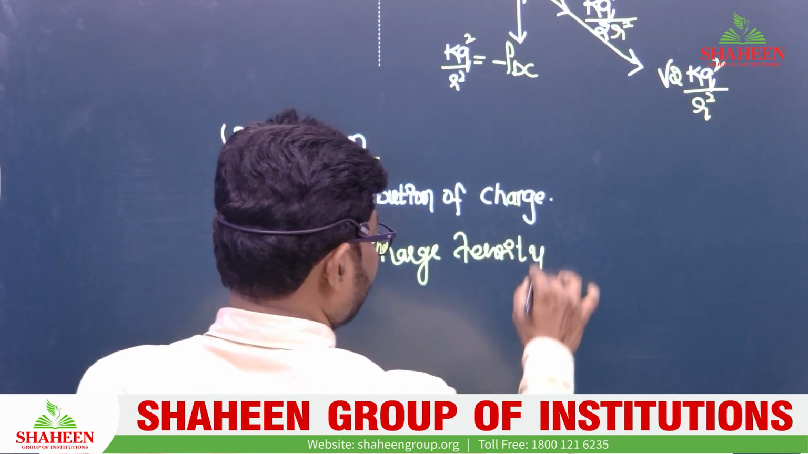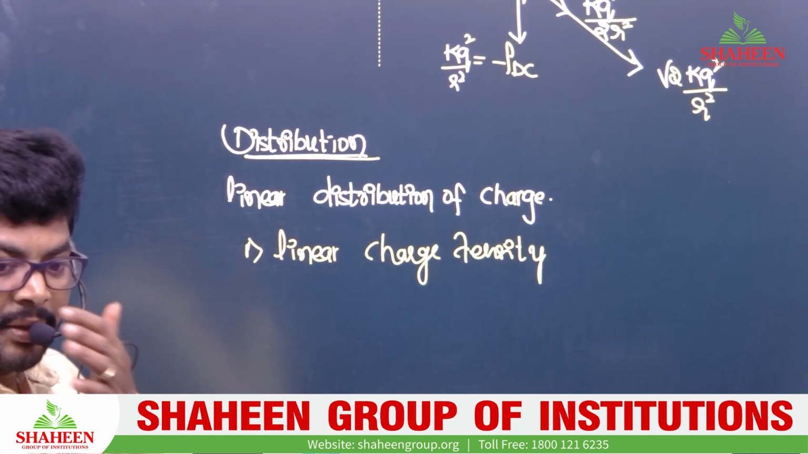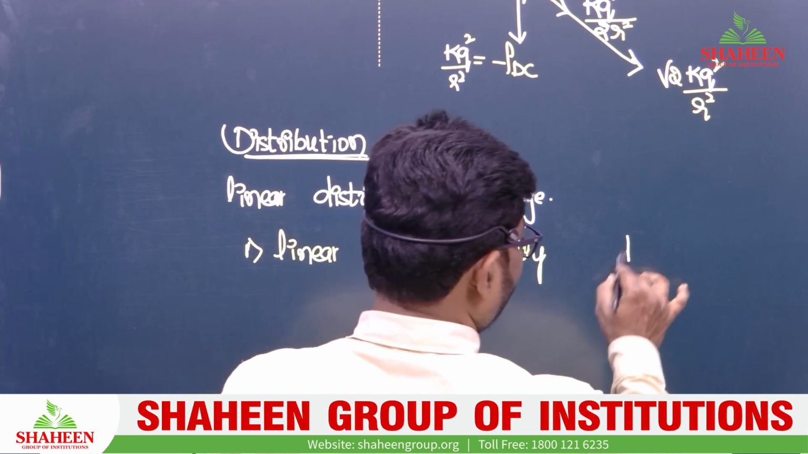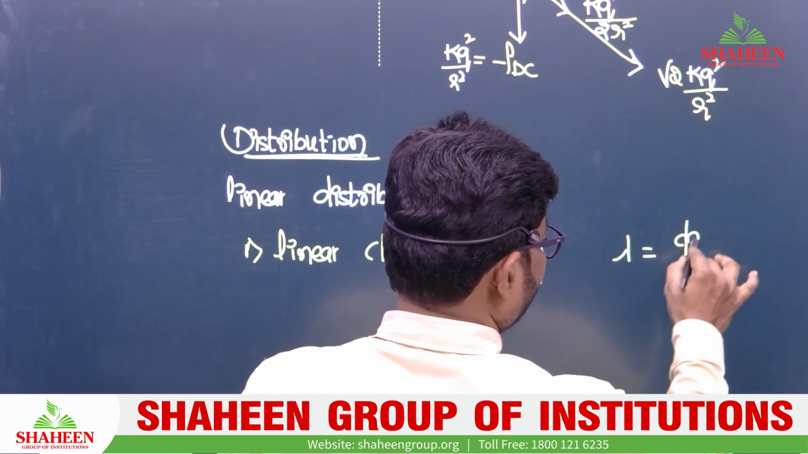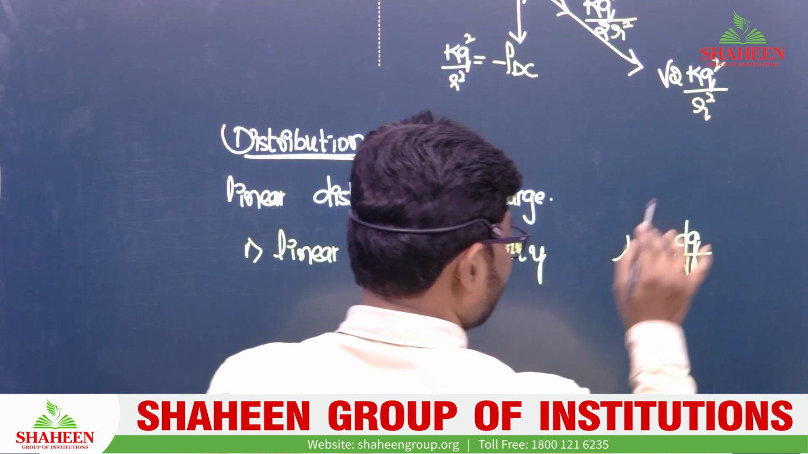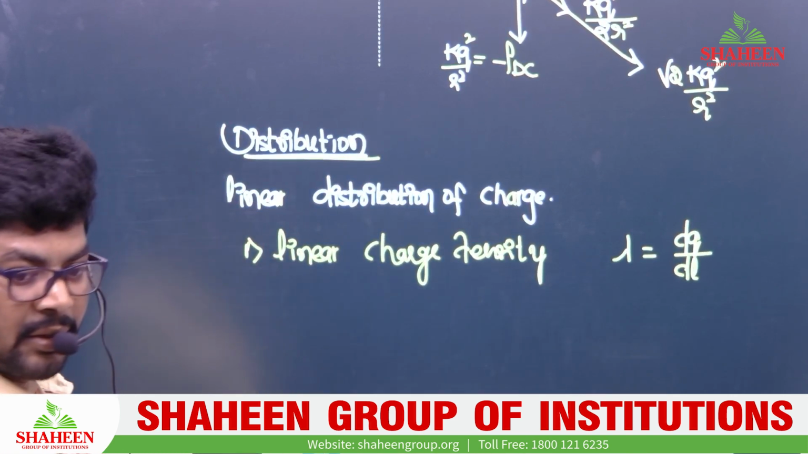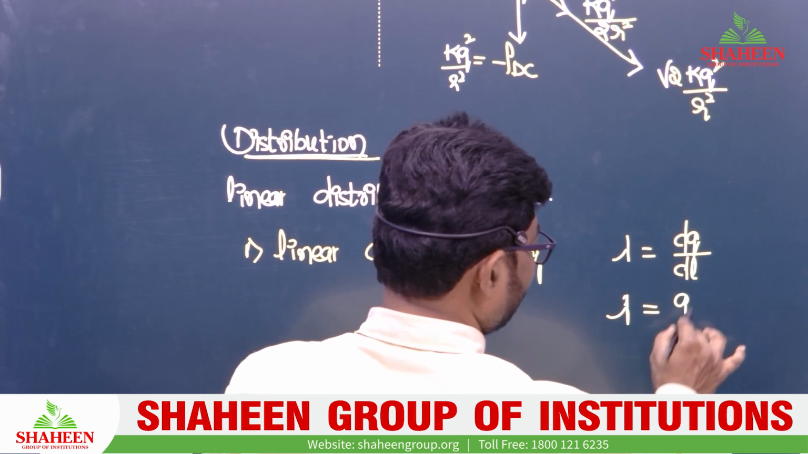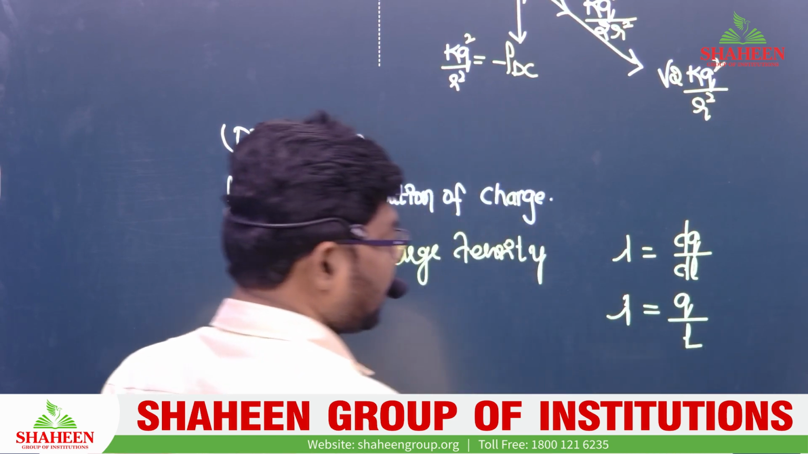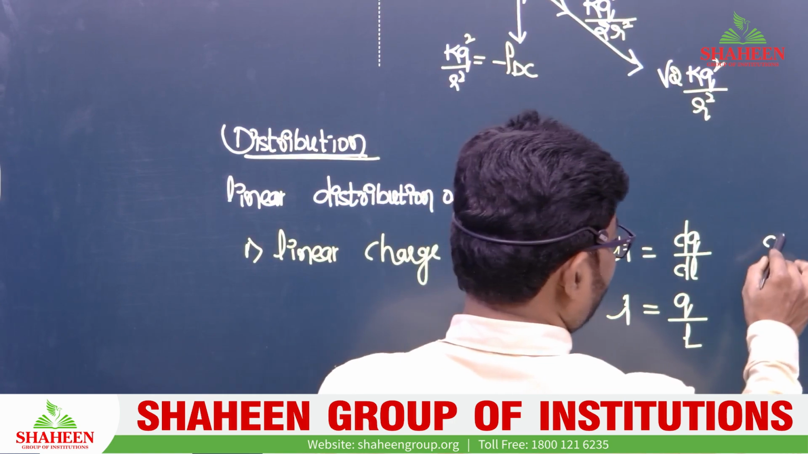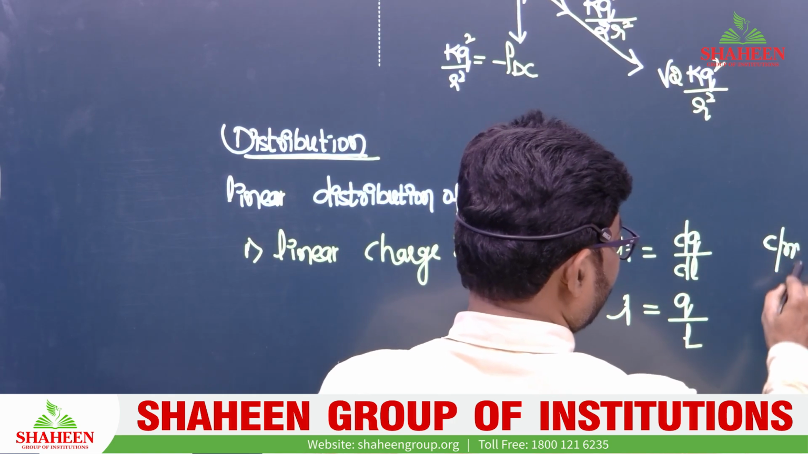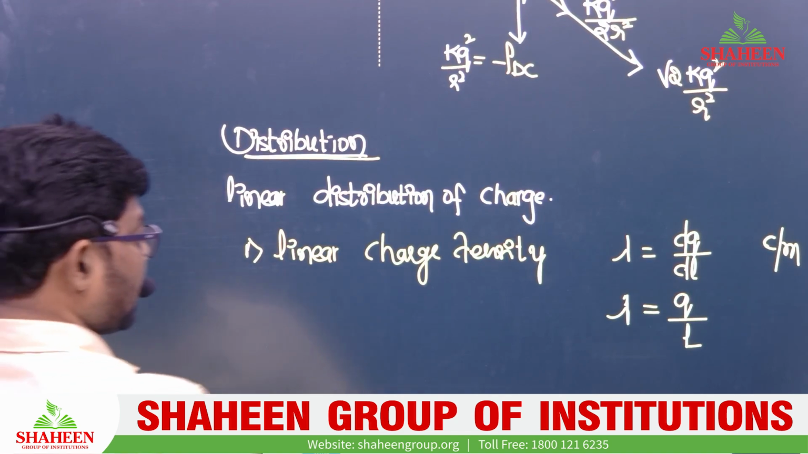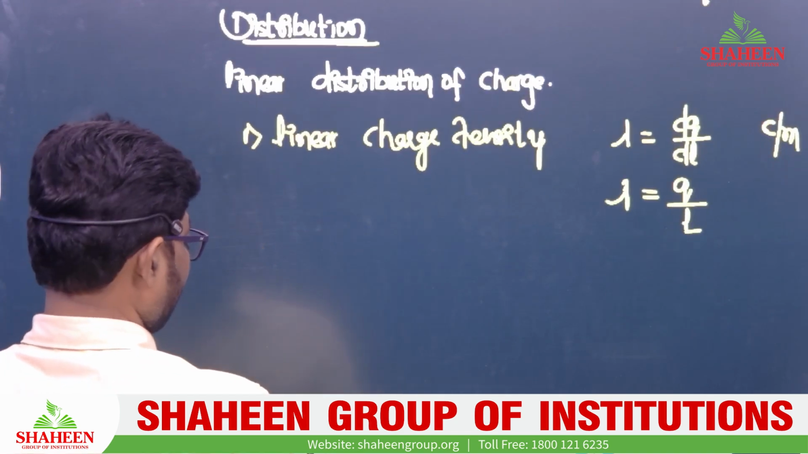When the charge is distributed along its length, that is called linear charge density. Linear charge density is denoted by the letter lambda. Lambda is equal to dq upon dl. When the total charge is considered, lambda is equal to q by L. Charge is in coulombs, length is in meters, so the unit is coulomb per meter.